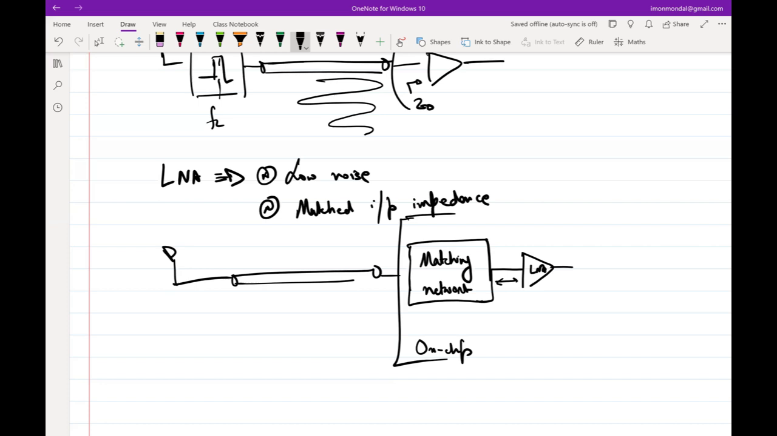So if it's on the chip, typically not a problem because these dimensions are of the order of millimeter or hundreds of micrometer, right? It's less than millimeter.